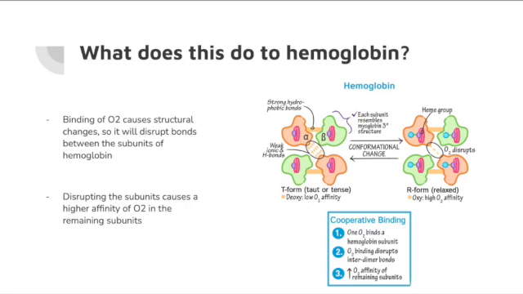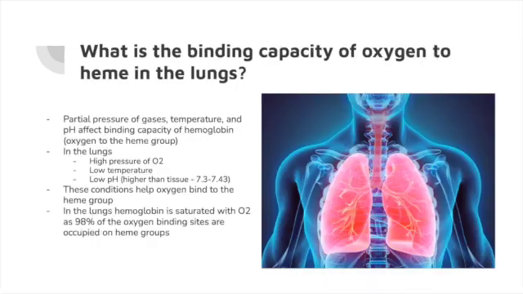The binding of O2 causes structural changes, so it would disrupt the bonds between the subunits of hemoglobin, which actually is good because then these disrupted bonds will cause a higher affinity for O2 in the remaining subunits. So in the lungs, when one O2 binds to a hemoglobin subunit, the other subunits in that hemoglobin are going to have a higher affinity for oxygen, so the binding is going to happen at a rapid pace.